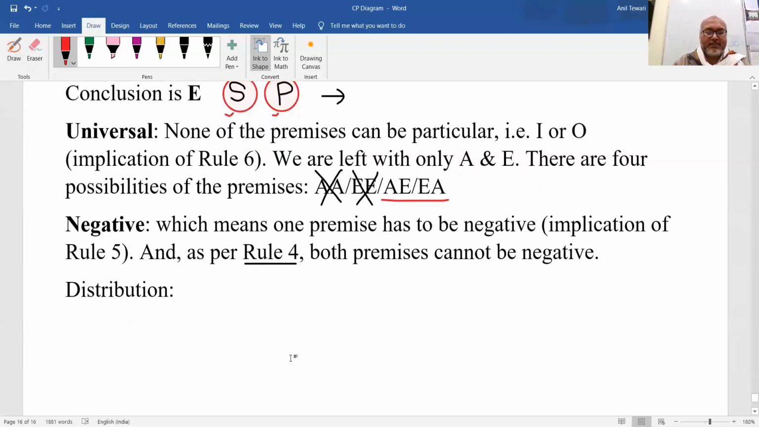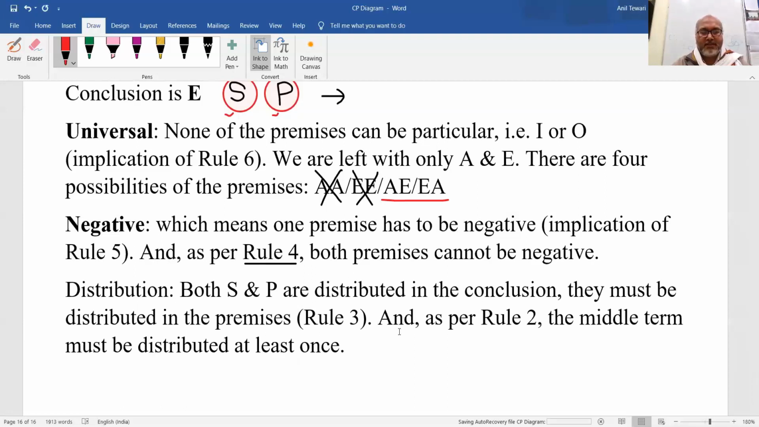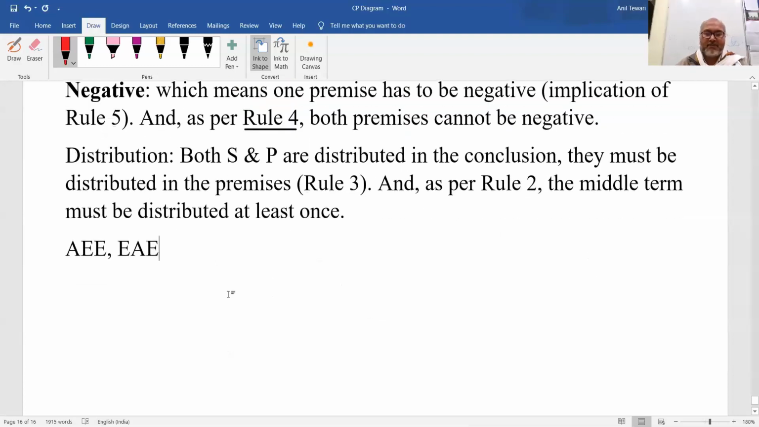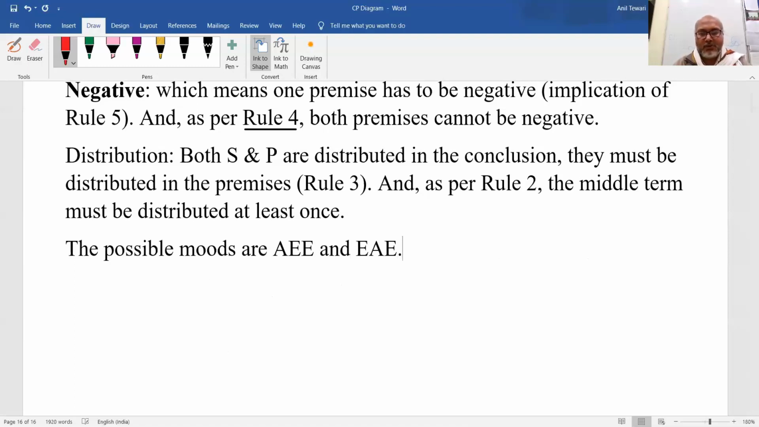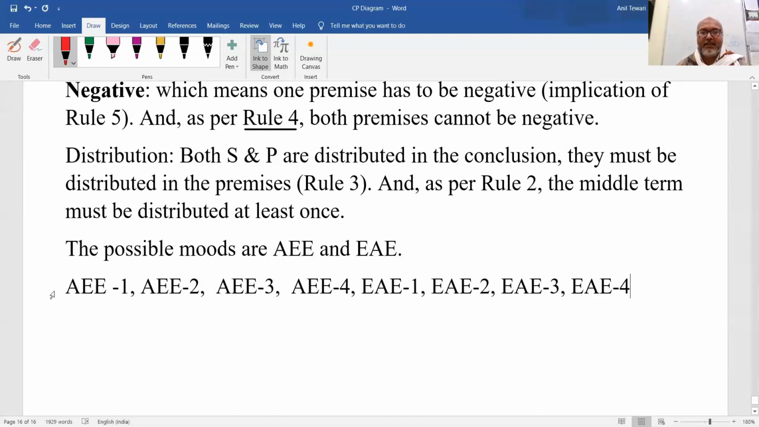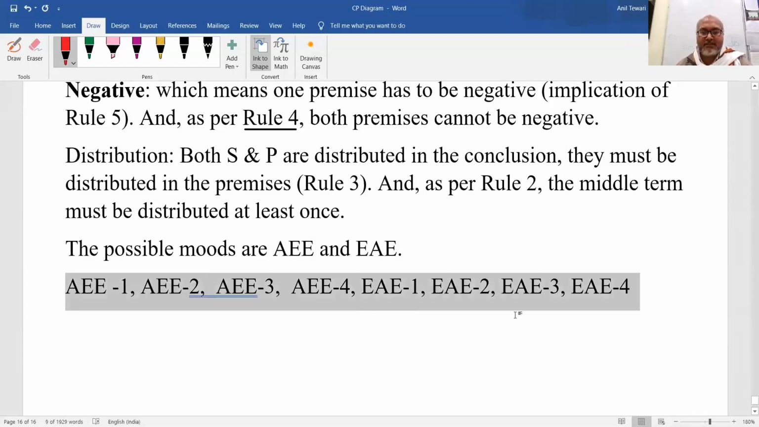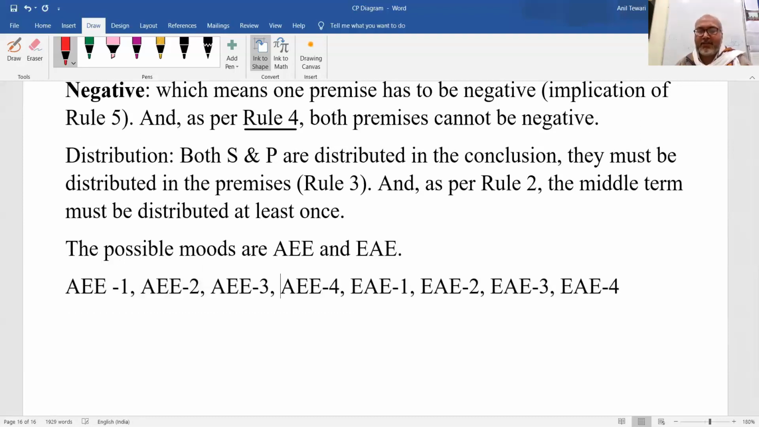Okay. So now let us check what are the possibilities with respect to the mood when we consider distribution. So you'll be writing like this. What are the possibilities? You have seen A, E, and then your conclusion is E. This is one possibility. And the other possibility is E, A, E. Only these 2 moods are possible, right? Now, इन्हीं दोनों मोड को you have to check in all 4 figures. 8 logical structures. How many are valid? That is your assignment.